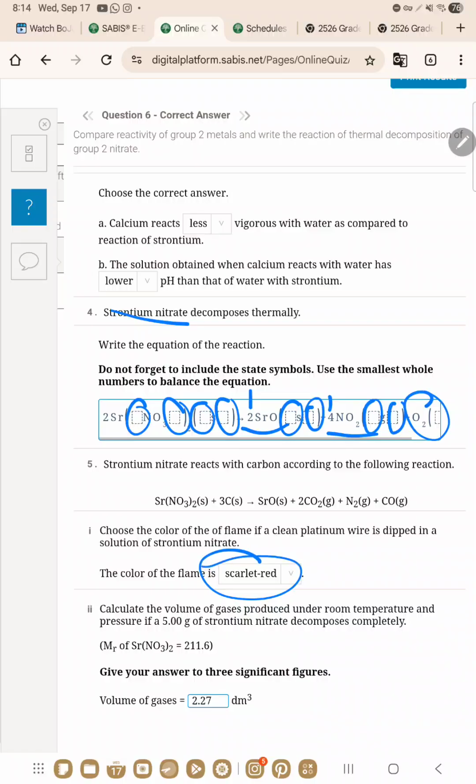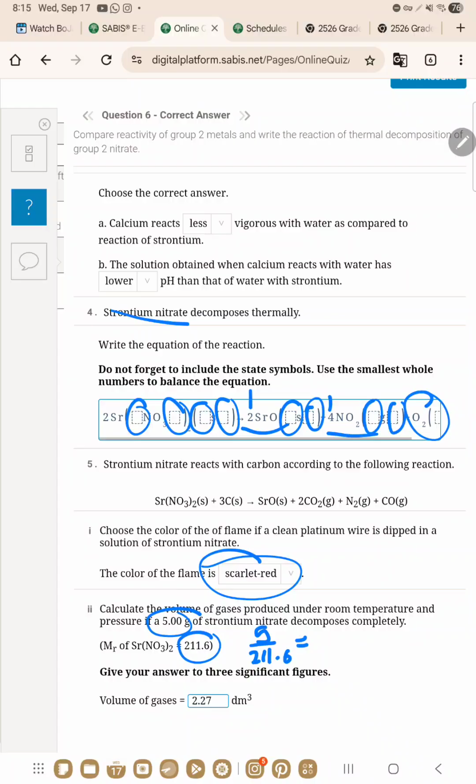Anyways, the color is scarlet red because of strontium. Now, to solve this question, there's a very easy way. We have that 5 grams of strontium nitrate was used, and the molar mass is 211.6. First of all, I want you to find the moles of strontium nitrate. So we're going to do 5 divided by the molar mass, 211.6, which is going to give us, let me check really quick.